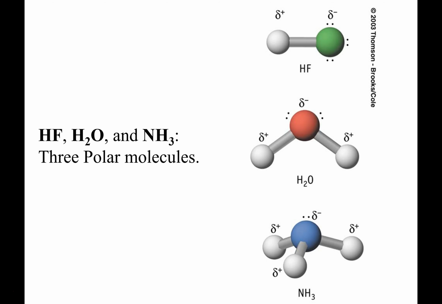So pyramids are great for, in this case, we're going to have a partial, let's see, these are partially positive. So center of positiveness is here, center of negativeness is here. So our vector, our net dipole is going to be here.